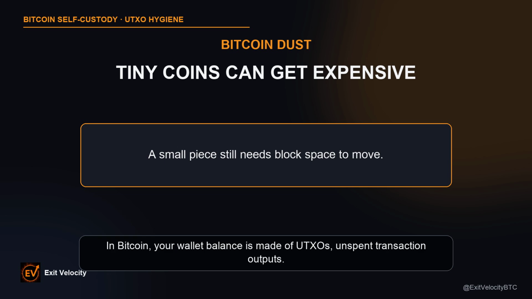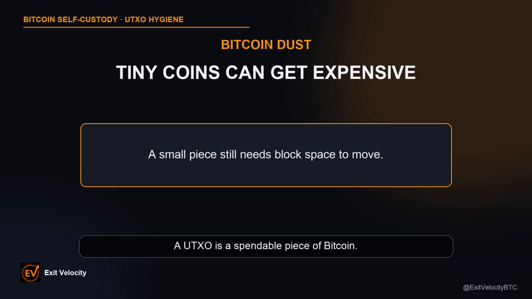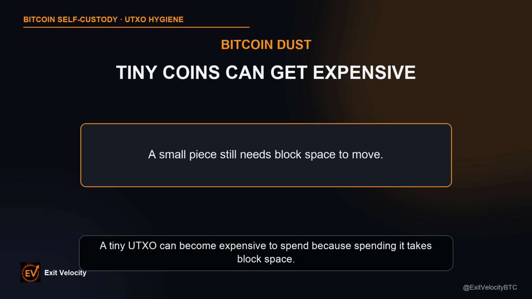In Bitcoin, your wallet balance is made of UTXOs, unspent transaction outputs. A UTXO is a spendable piece of Bitcoin. When you spend, your wallet selects one or more pieces as inputs. The transaction pays someone else and usually sends change back to you. So your wallet is not one blob. It is a pile of spendable pieces. Dust is what happens near the bottom of that pile.